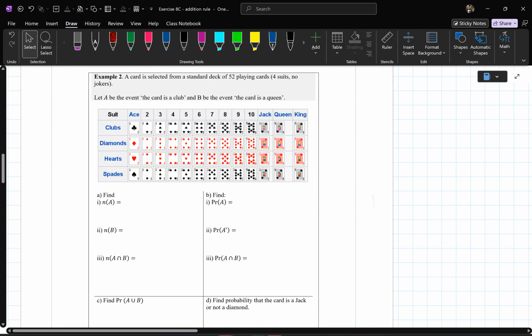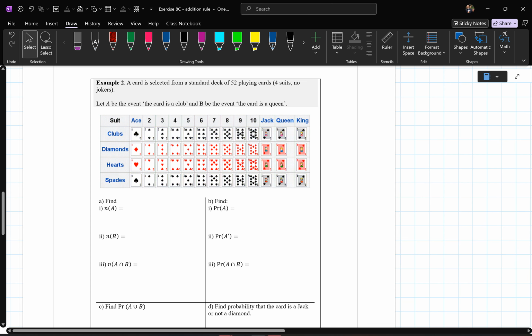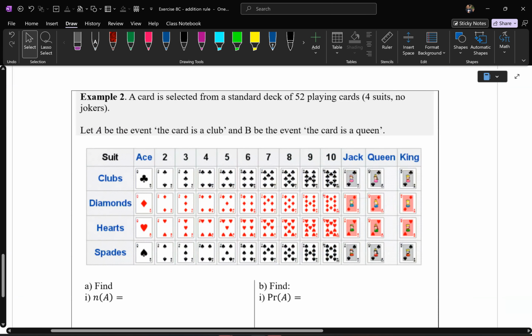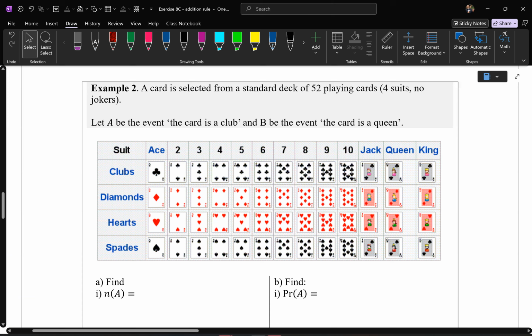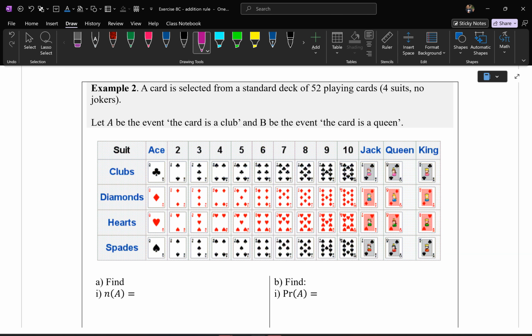All right, let's flip over. I'm going to give you 5 minutes. See if you can do example 2. Now, for those who don't play cards and aren't familiar with this, because I've taught it many years, I realize that not all students know about a deck of cards.